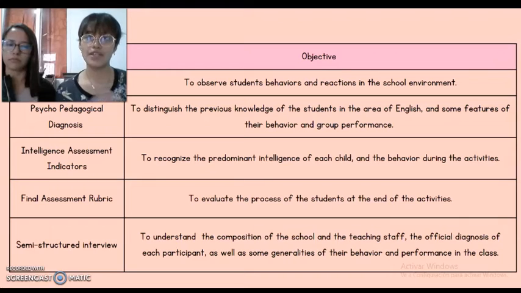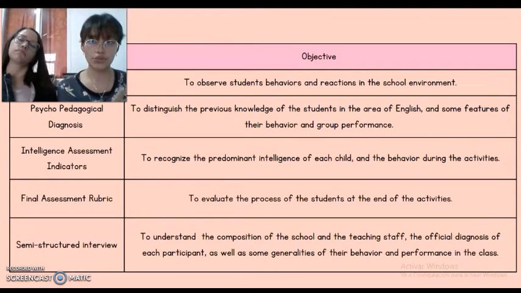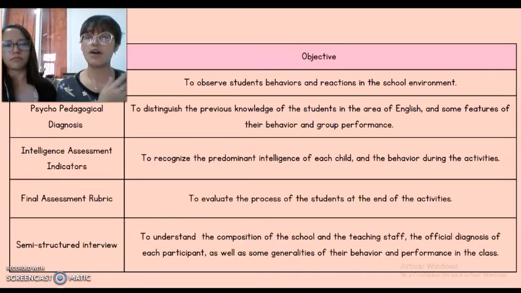And then we have the final assessment rubric. At the end of the process, we made a final evaluation to see if they acquired the English language at the end of all the activities. We made a final assessment, and in order to see their evolution, we created a final assessment rubric. This rubric gives us a better view of the process of the children.